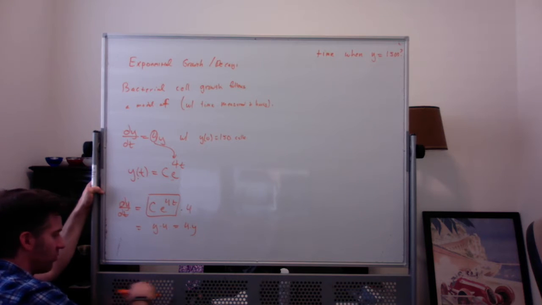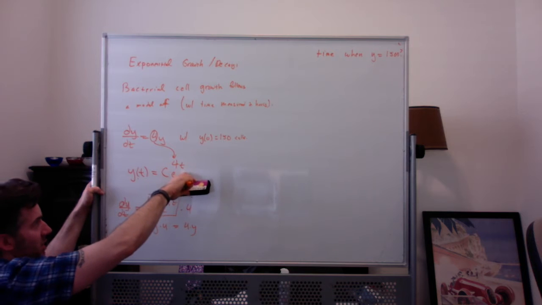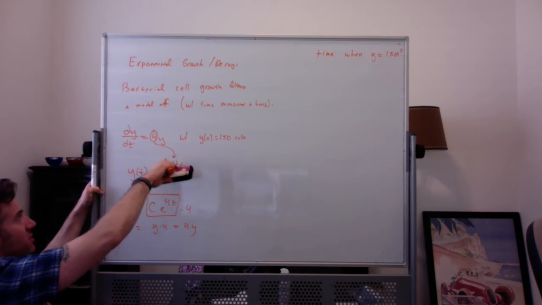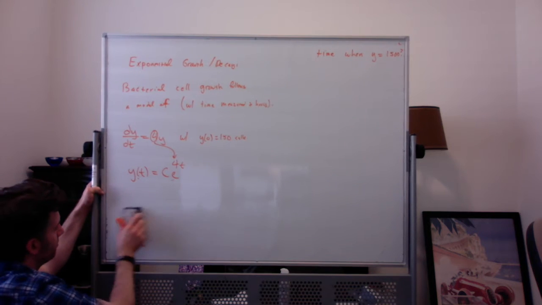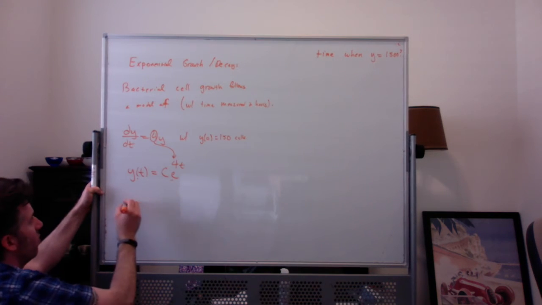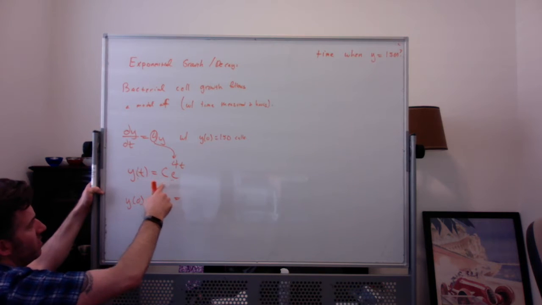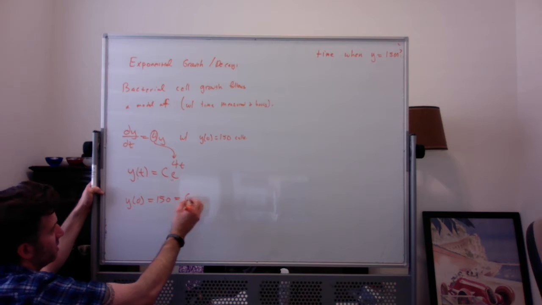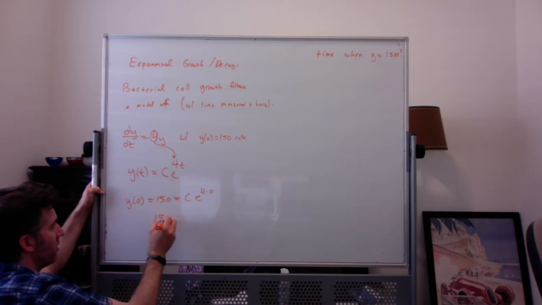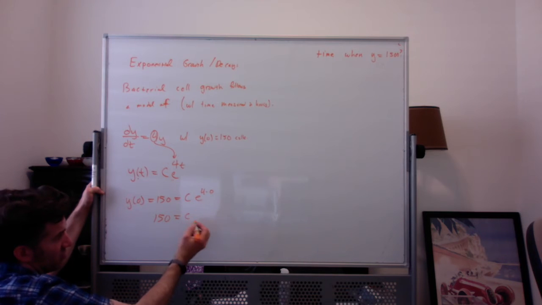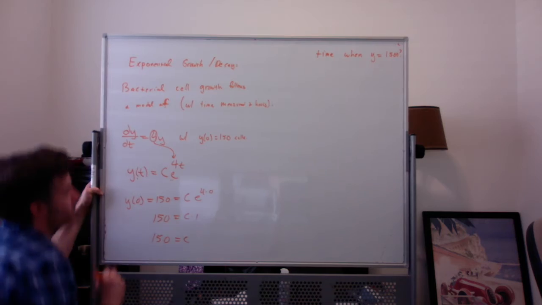So whenever you're talking about exponential growth or decay, you're always going to have this model of c e to the something times t, where this coefficient of t here is the coefficient that shows up in the differential equation. Okay. So we also know that y of 0 equals 150. So if we plug that in, c is still c, we get e to the 4 times 0. So 150 equals c times e to the 0, which is just 1. So c, that constant, is 150.